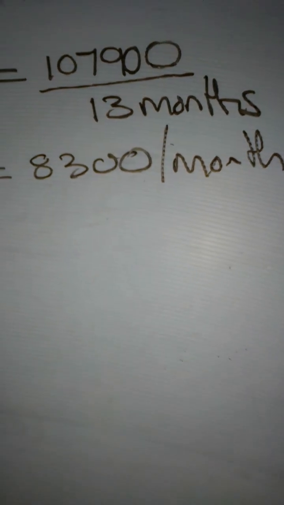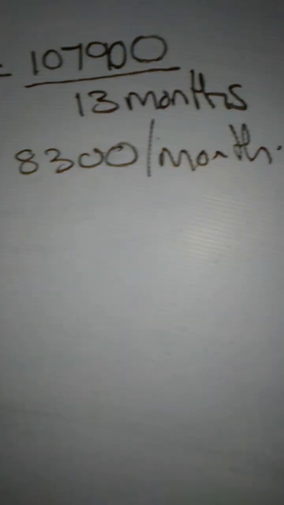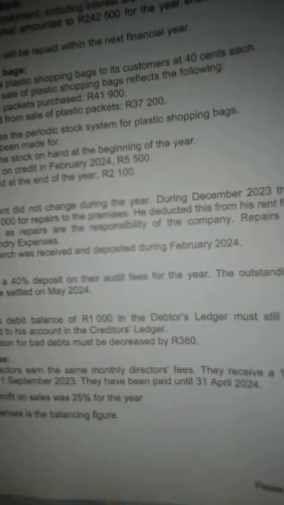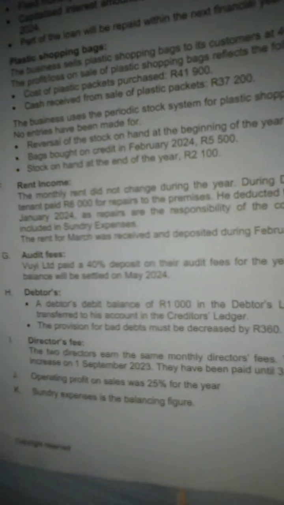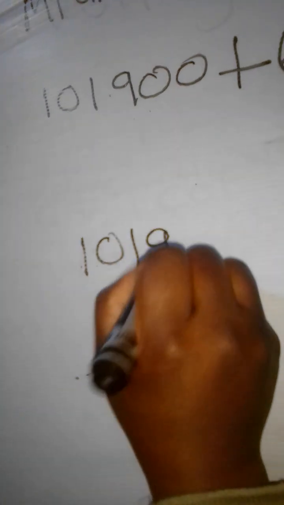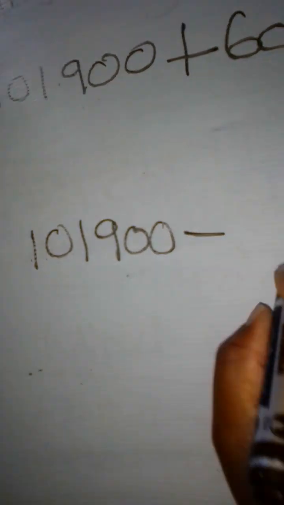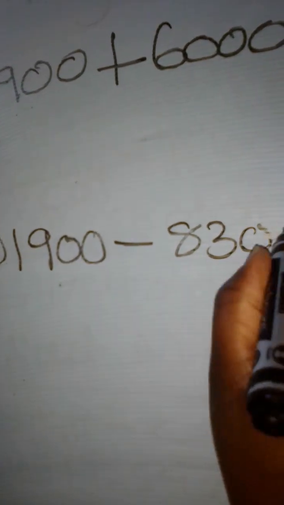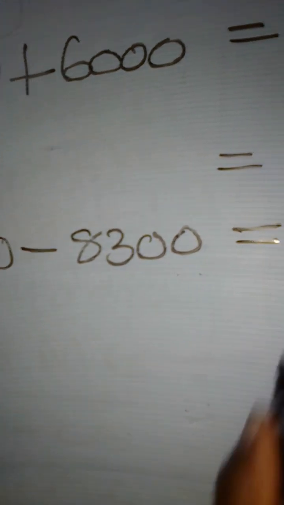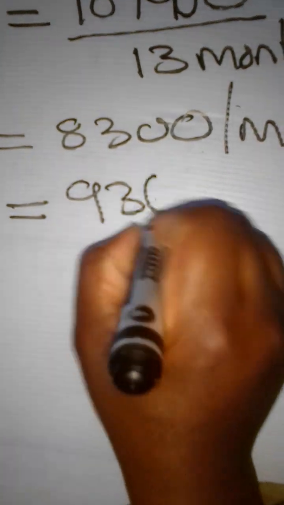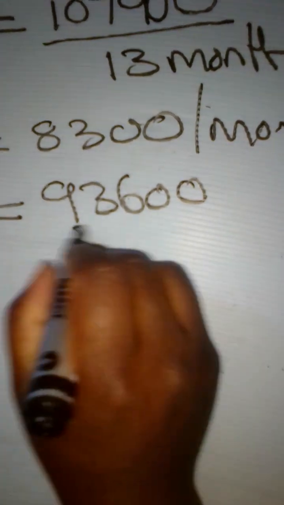8,300 per month. So now we go back to F again. They say the rent for March was received and deposited during February. So we have got 1 month in advance. Income received in advance is 1 month. So it means our calculation is going to be 101,900 minus the 8,300 for 1 month, which is going to give us something like 93,600. That is the amount that we record in the income statement.